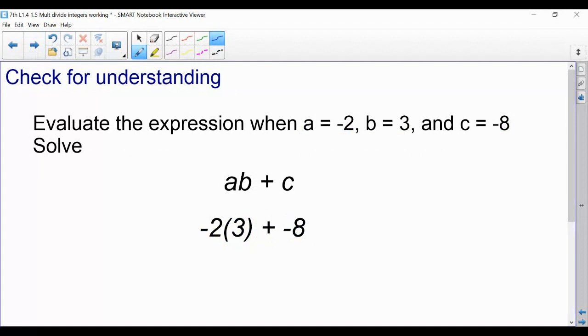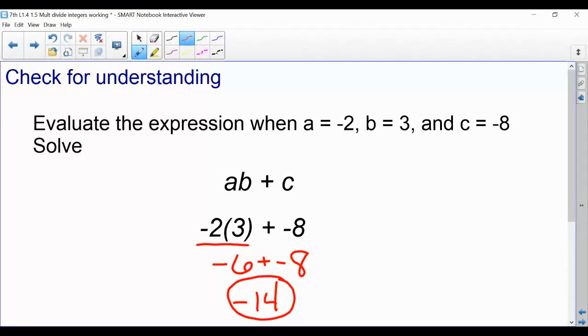Here's our correct expression again. Now we're going to solve it. Orders of operations, no parentheses, no exponents. We have multiplication right here, negative 2 times 3. 2 times 3 is 6. Negative times a positive is negative. Bring down the plus, negative 8. So we have negative 6 plus negative 8, same sign, sum. So 6 plus 8 is 14. Answer stays the same. Our answer is negative 14.